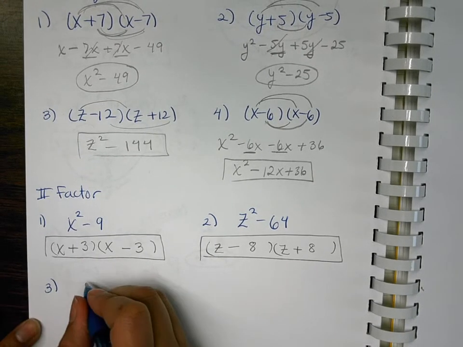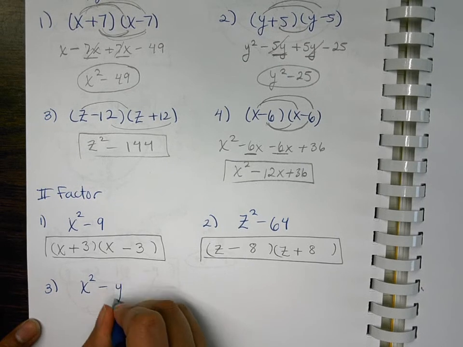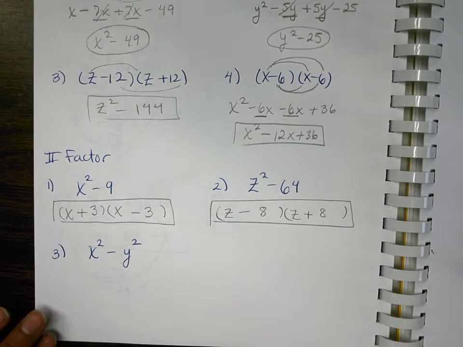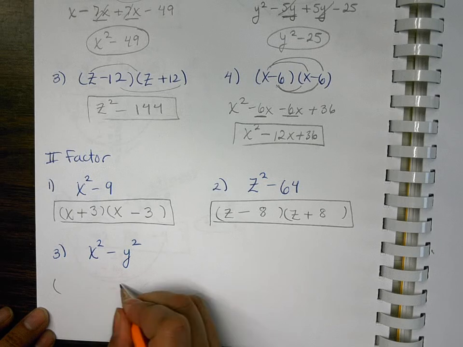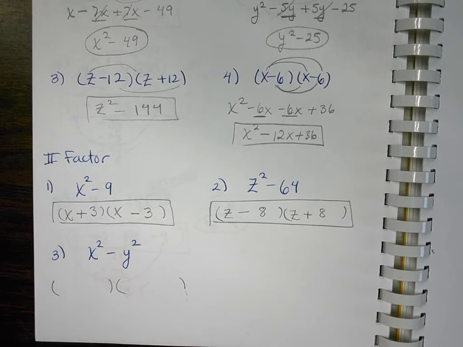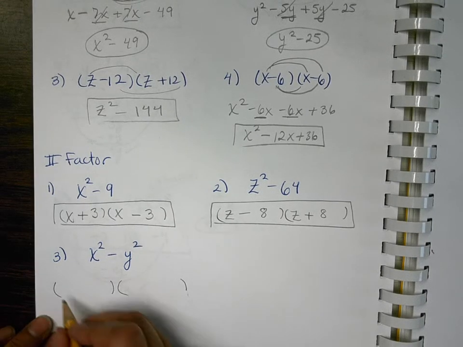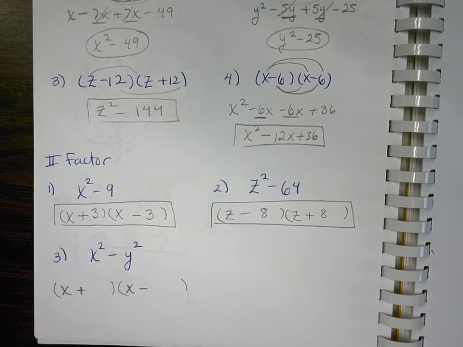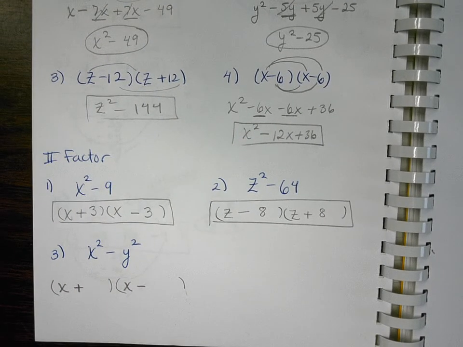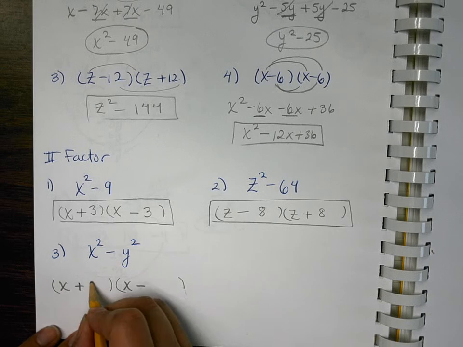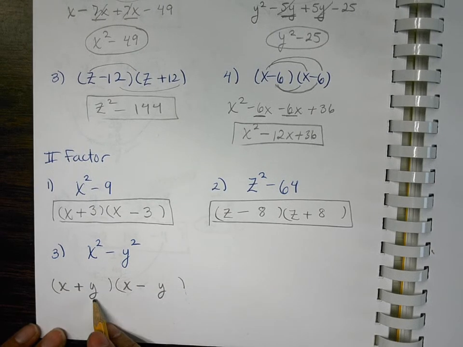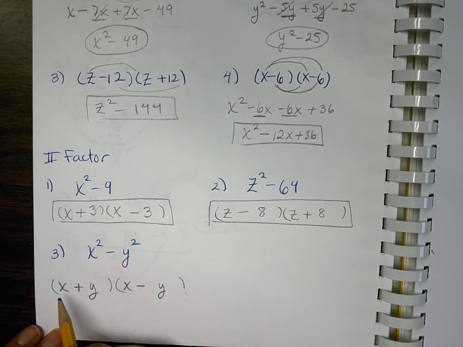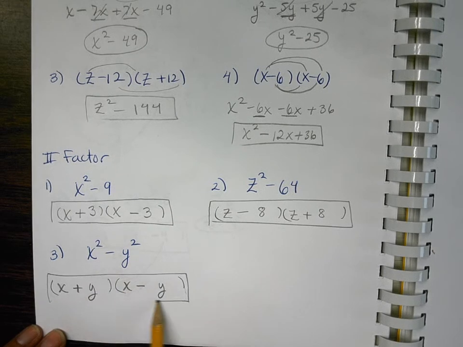Number 3. This one always throws kids off. X squared minus y squared, throwing extra variables in there. It still works the same way. We still do it the same way. Right here, what's going to go in the first spot? And then plus minus or minus plus, does it matter which order you use? What's the square root of y squared? So it's y and y, and that's it. X plus y, x minus y. Don't let these extra variables confuse you. It's still the same exact work.